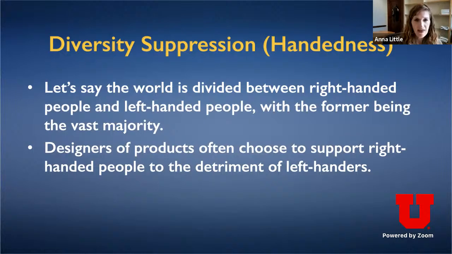Another example is being right-handed versus left-handed. The right-handed people are definitely in the vast majority, and designers of products often choose to cater to that. A lot of times they will support right-handed people, maybe to the detriment of left-handed people, making their products designed for the majority's benefit. And so this is a form of diversity suppression.